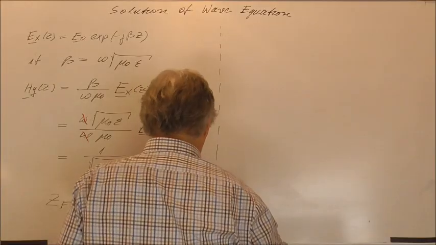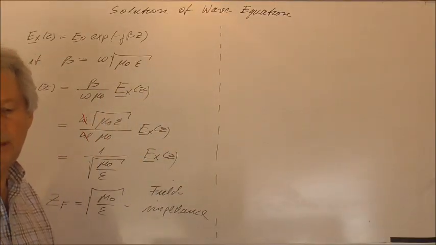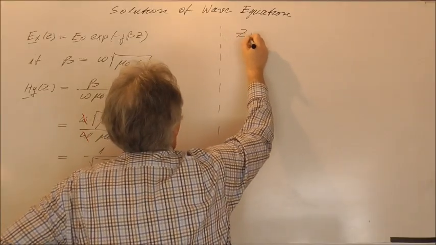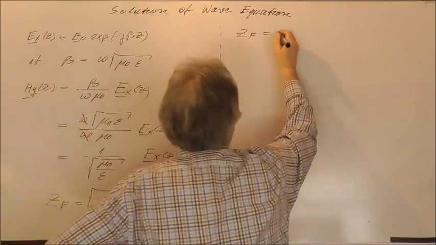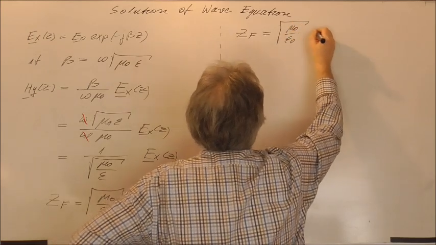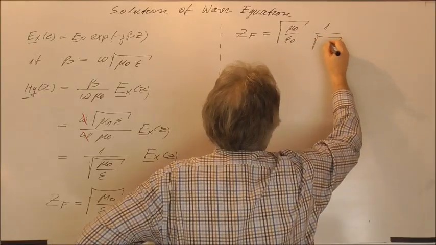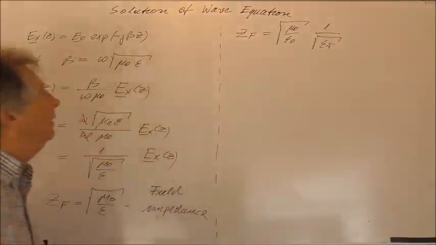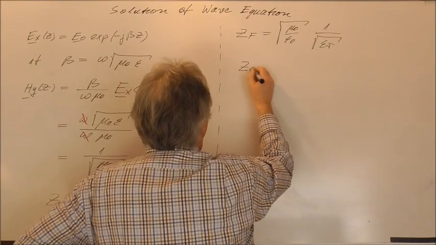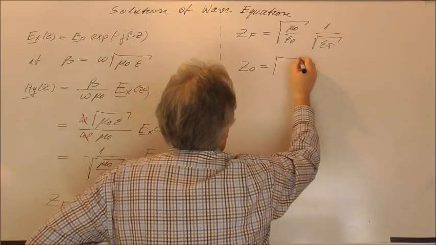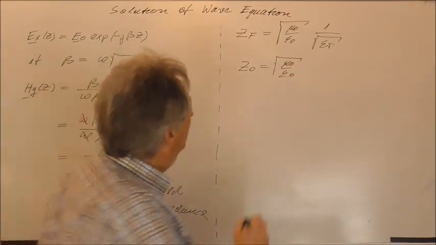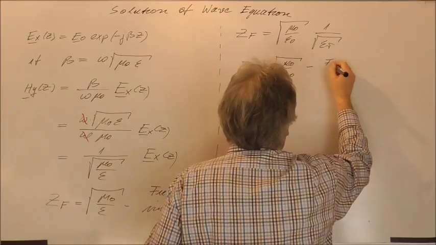Normally one introduces here a further value. We can rewrite this equation for the field impedance. It will be the square root of mu naught divided by epsilon naught times the square root of 1 over epsilon r. And here we introduce a further constant, z naught, the square root of mu naught over epsilon naught. And this is called the field impedance in free space.